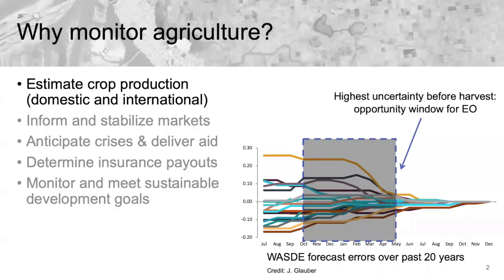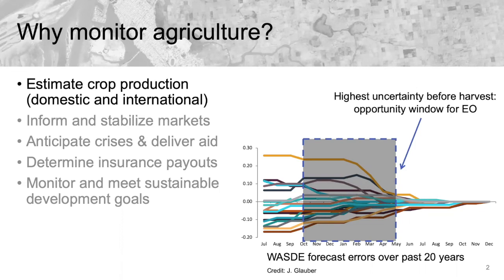So why would we want to monitor agriculture using remote sensing data? One reason is that we want to estimate the crop production either regionally or nationally, both in our own country as well as other countries. And this plot here shows that the forecast errors for crop production are extremely high in the time leading up to harvest.